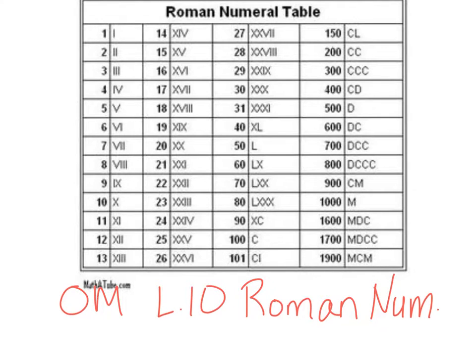So this lesson is going to be on Roman numerals. It is Oak Meadow lesson 10. And the numbers that we normally use, 0, 1, 2, 3, 4, 5, 6, 7, 8, 9, those are called Arabic numerals. And you can see them over here in this column, 1 through 13, 14 through 26, 27 through 101. This is 150 to 1,900.